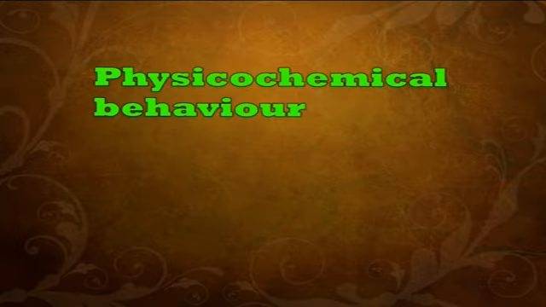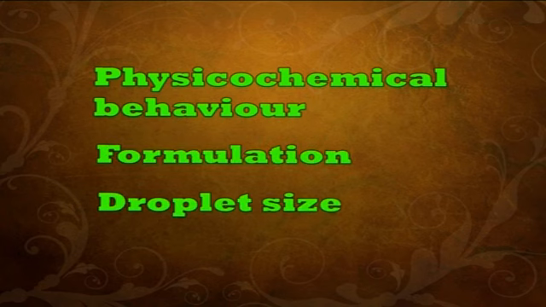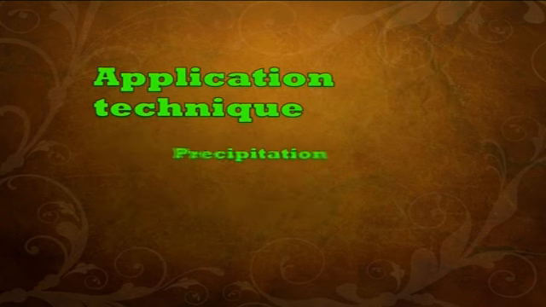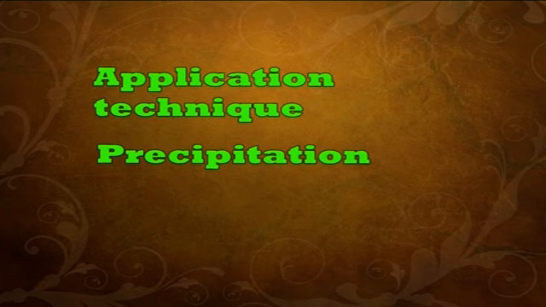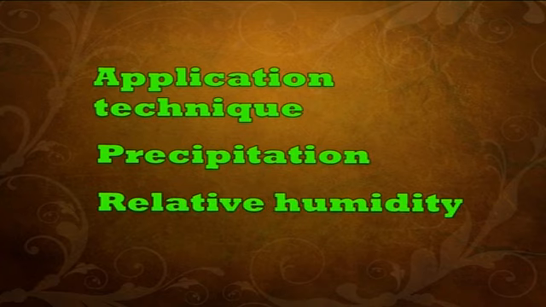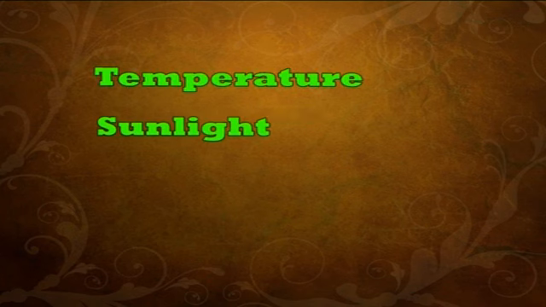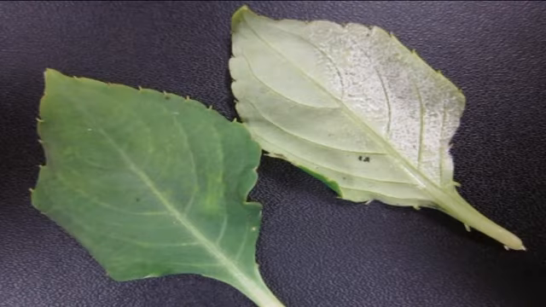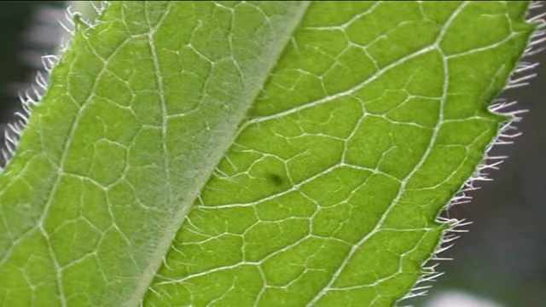Factors which influence leaf uptake and metabolism of pesticides are physicochemical behavior, formulation, droplet size, application technique, precipitation or rainfall and relative humidity, temperature, sunlight, plant species and physiological differences, for example stomata, upper or lower leaf surface, hairs, waxes and time of application during the vegetative period.